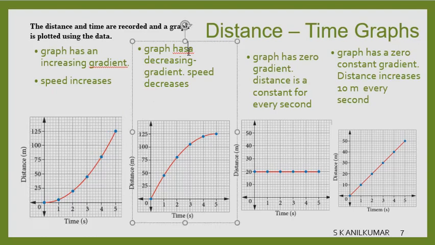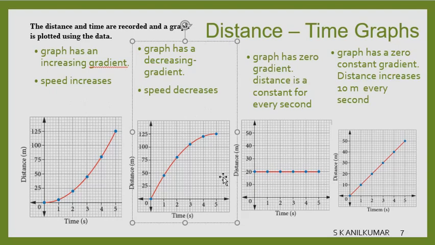Now, if the speed is decreasing, then the graph will have a decreasing gradient. This is coming down. Decreasing gradient. If it has a decreasing gradient, then speed decreases. If the graph has increasing gradient, speed increases. If the graph has decreasing gradient, speed decreases. This is the time and distance graph relationship.